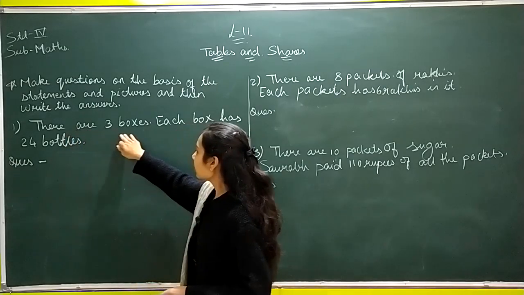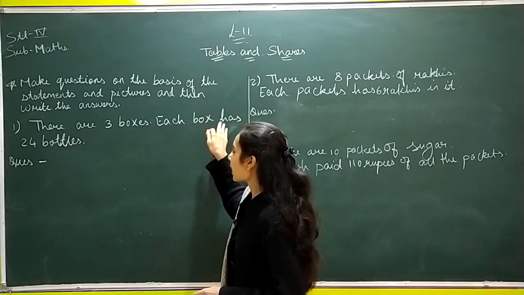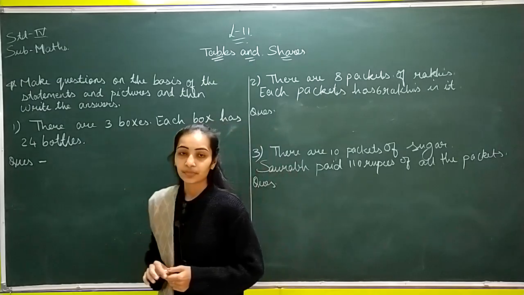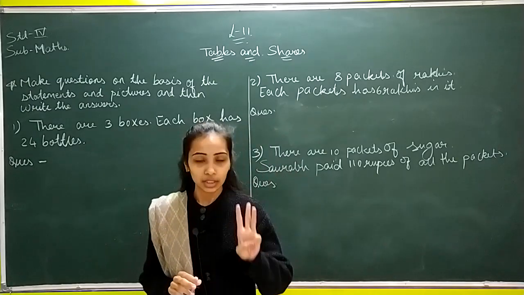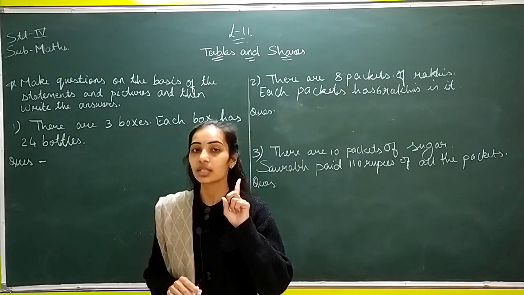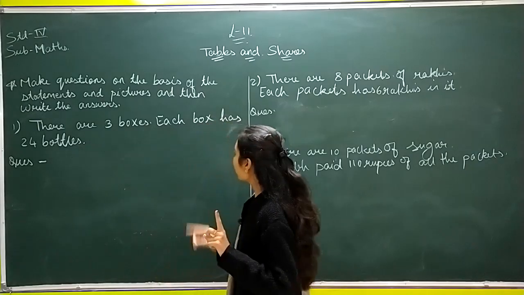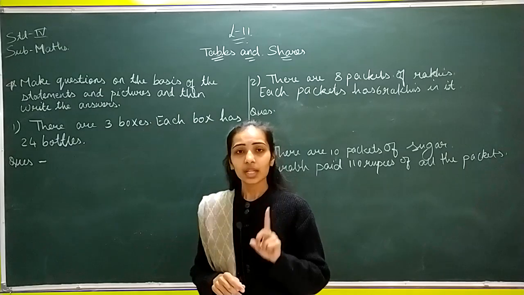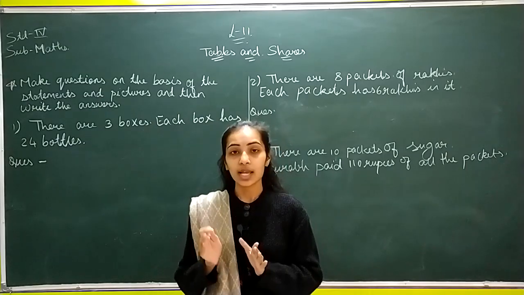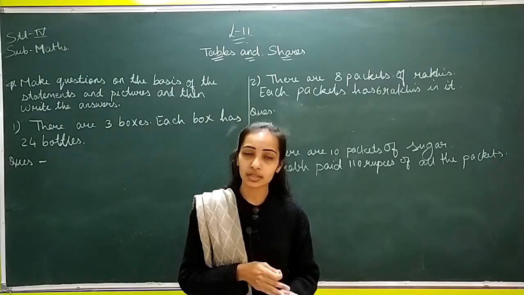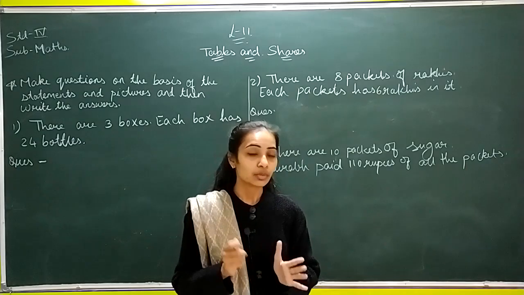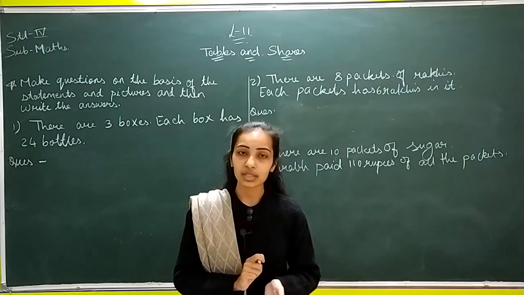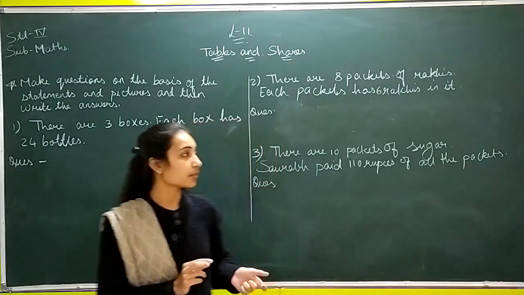There are 3 boxes. Each box has 24 bottles. How many boxes are there? 3 boxes in each, means in one. In one box how many bottles are there? 24 bottles. Now if the number of boxes is given and the number of bottles in one box is given, then what can be the question? The question will be how many bottles are there in all the boxes, right?